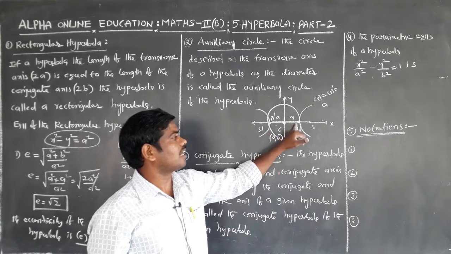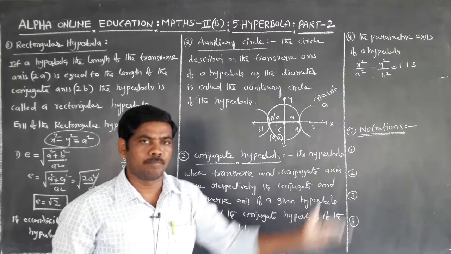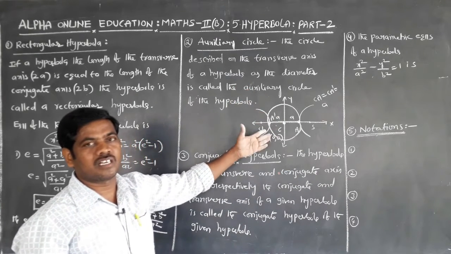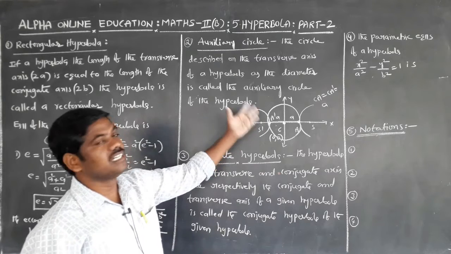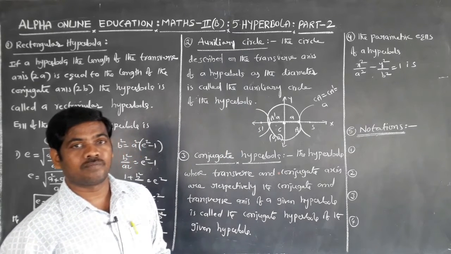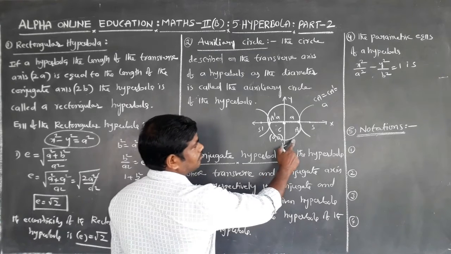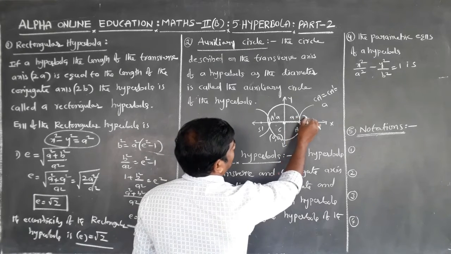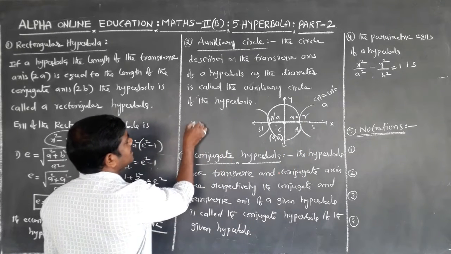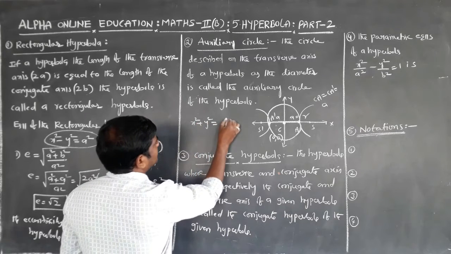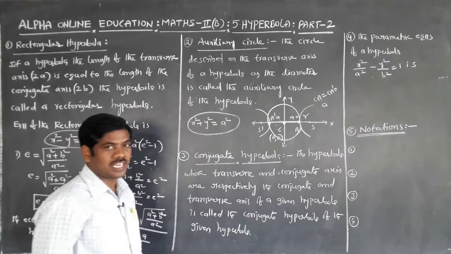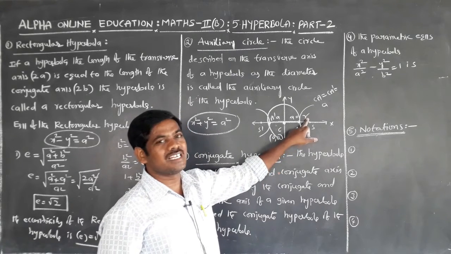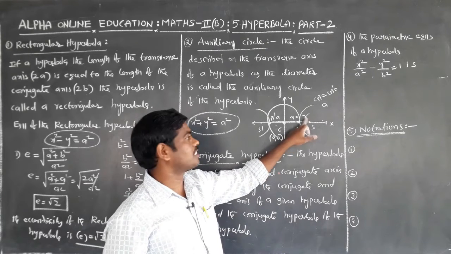The circle described on the transverse axis of a hyperbola as its diameter is called the auxiliary circle. Here the equation of the auxiliary circle has center (0, 0) and radius a. So the equation of the auxiliary circle is x square plus y square is equal to a square. Here C is the center (0, 0), CA is the radius.